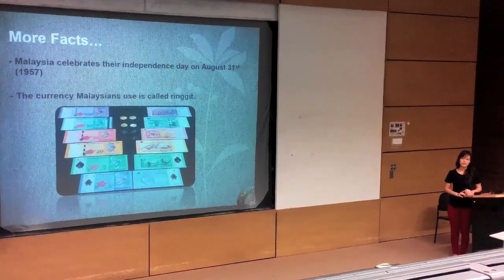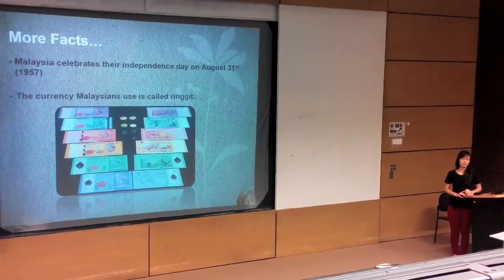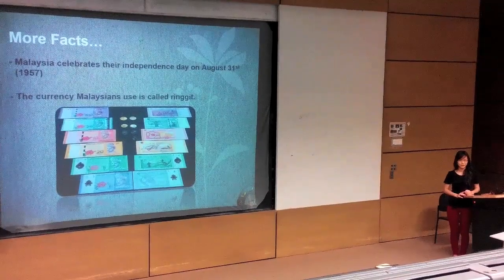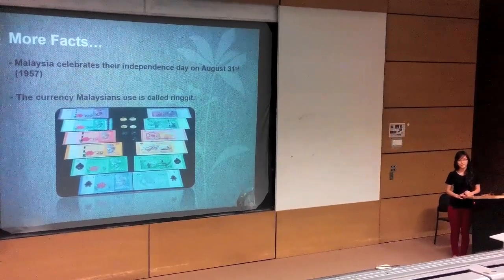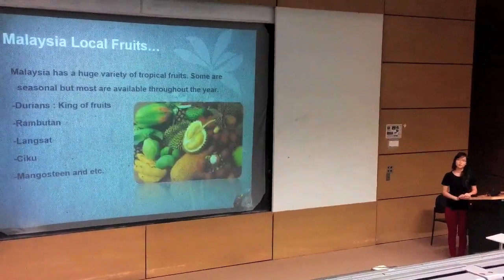Independence of Malaysia was achieved in the year 1957, and the local currency used in Malaysia is the Ringgit Malaysia. Let's move to the second part.